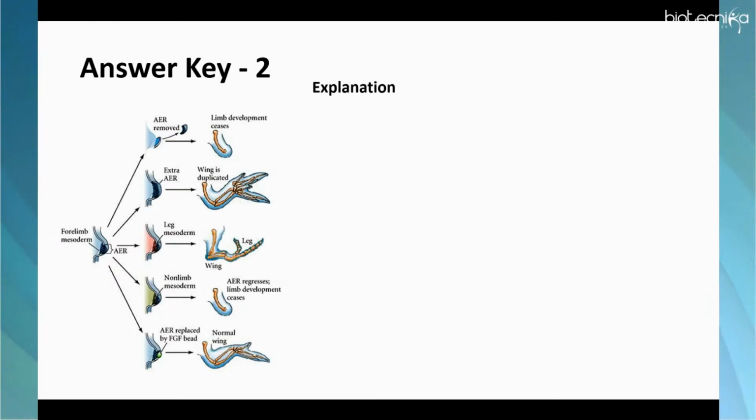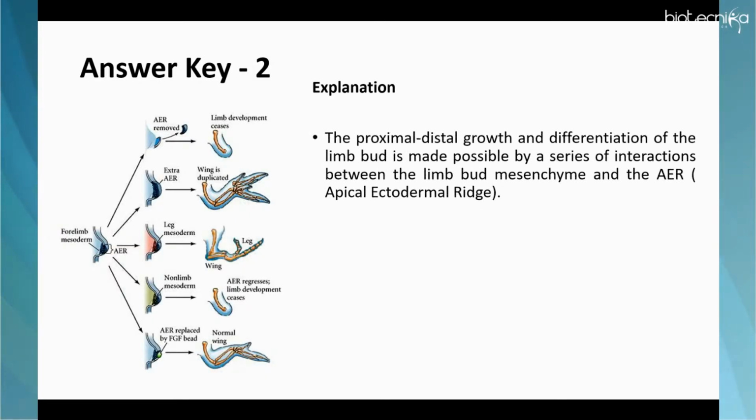So see, the limb mesenchyme cells induce, and actually this question is based on an experiment. So yes, your answers are correct, both of you. So this is the experiment that it is based on. You have a forelimb mesoderm, which is having this AER. Okay, AER is what? Apical ectodermal ridge. And what is this AER? Why is it required?